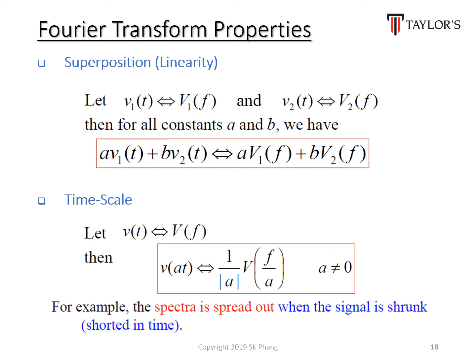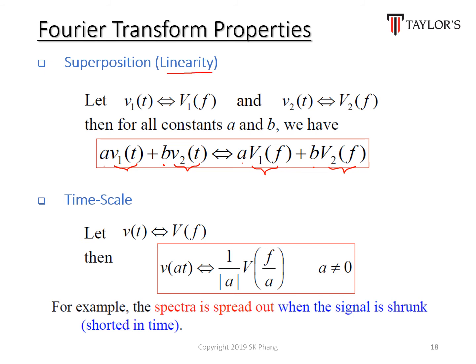It means that when you have a time domain system multiplied by a constant, plus another time domain system multiplied by another constant, it will be equivalent to having the frequency domain of that signal multiplied by the same constant A, plus the frequency domain of the other signal multiplied by the same constant B. So this one we call the superposition principle, which means that this Fourier transform is linear. Alright, this is actually the linearity property as well.